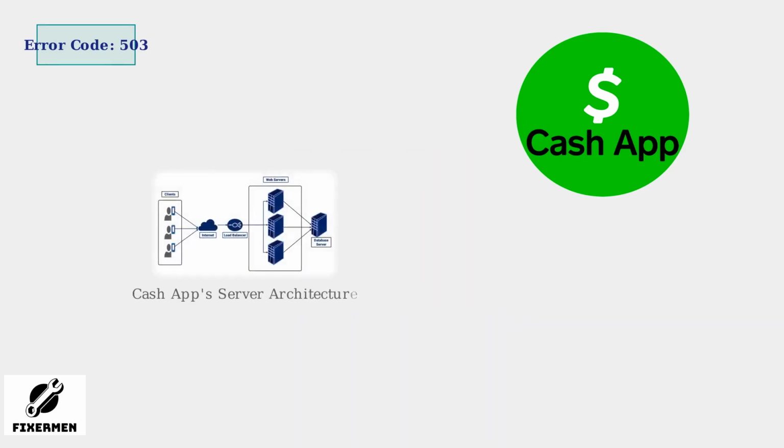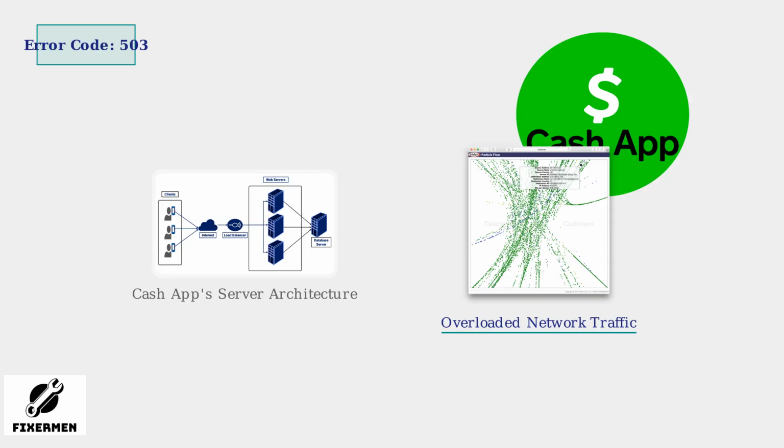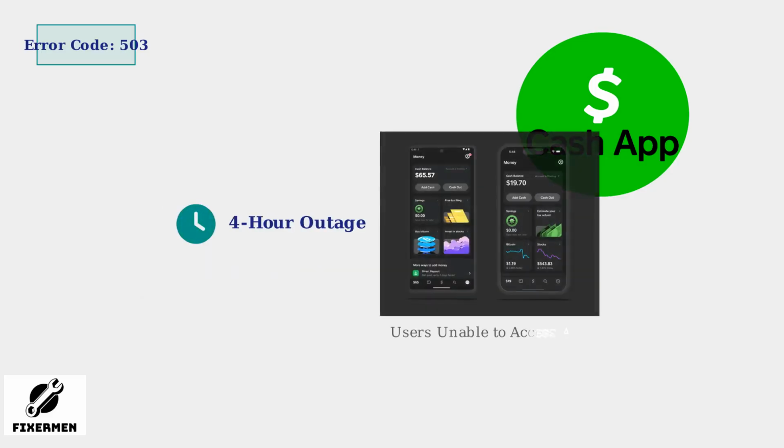The system's architecture, with load balancers directing traffic to web servers and databases, couldn't handle the massive volume. Network traffic visualization shows the intense strain on the infrastructure. This resulted in a 4-hour service outage, leaving thousands of users unable to send or receive payments during a critical shopping period.